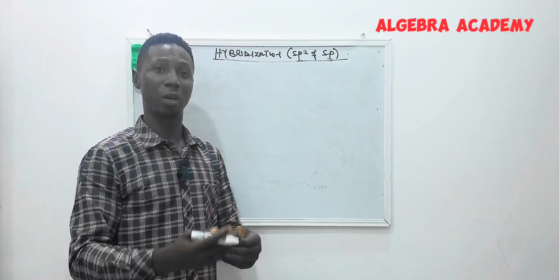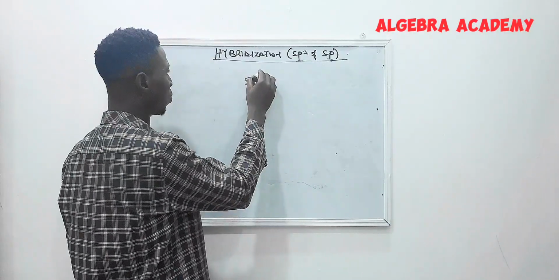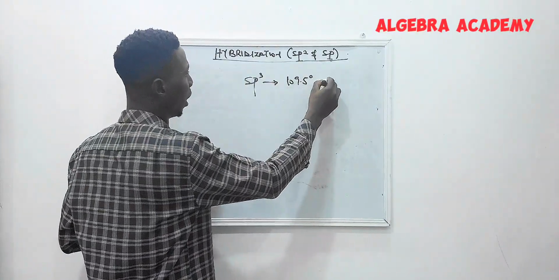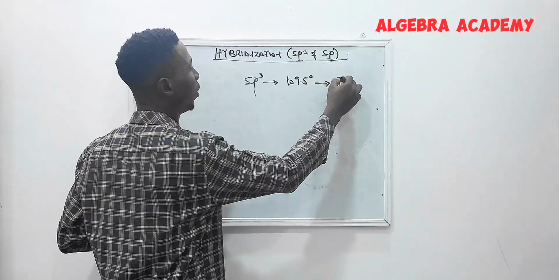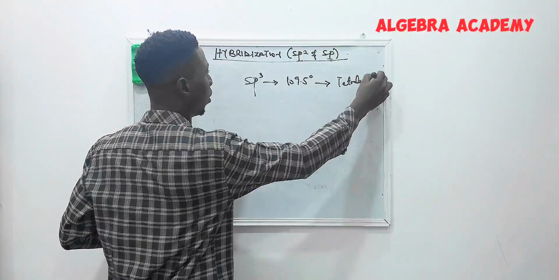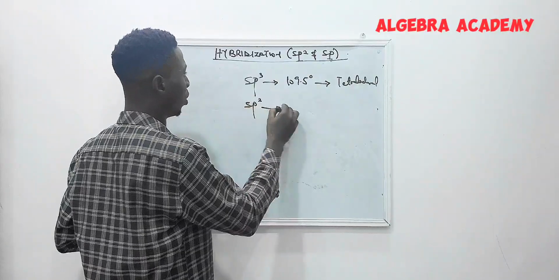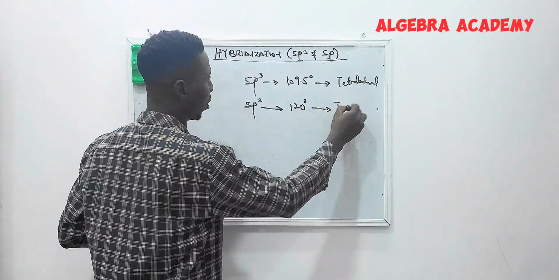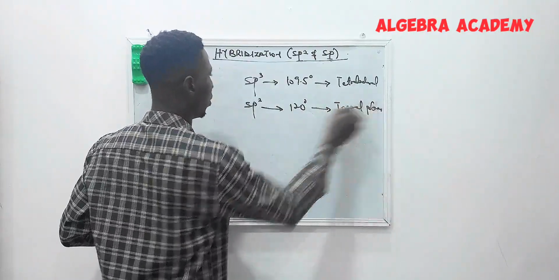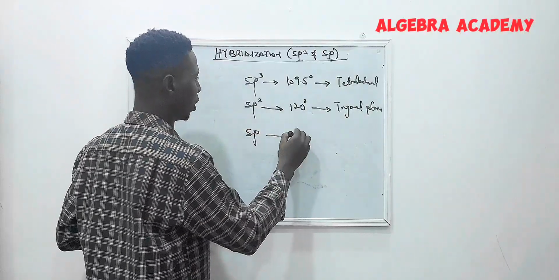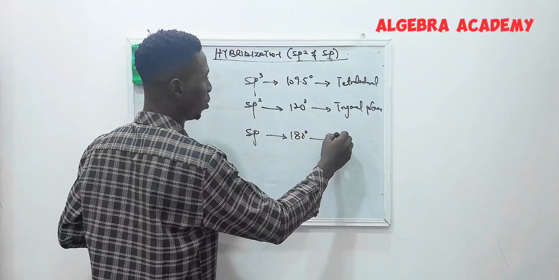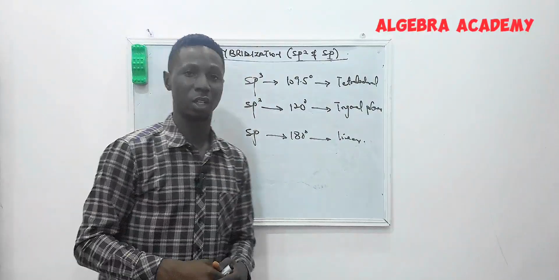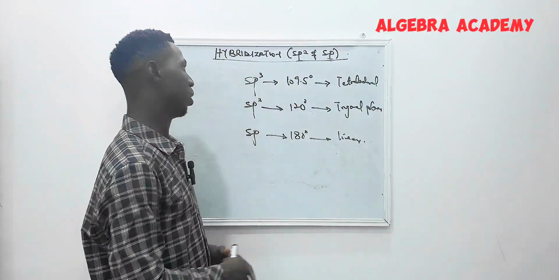Now we need to talk about their bond angle and their shape. The bond angle of sp3 is 109.5 degrees and the shape is tetrahedral. For sp2, the bond angle is 120 degrees and the shape is trigonal planar. For sp, the bond angle is 180 degrees and the shape is linear. So those are the shapes and angles of sp3, sp2, and sp.